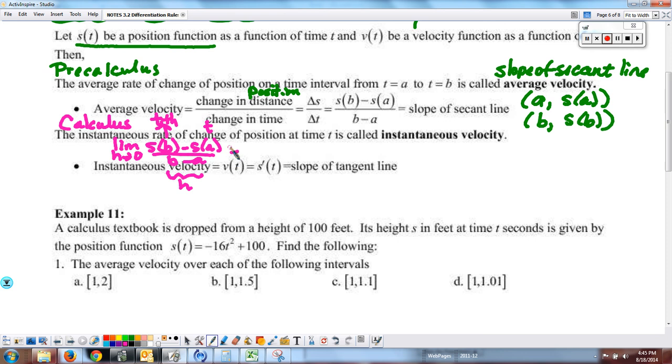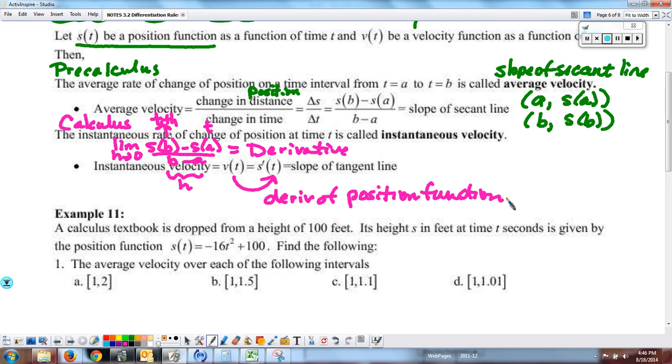This is nothing more than your derivative. That's exactly what we are talking about in this problem. So instantaneous velocity, or this velocity function, is nothing more than the derivative of the position function.